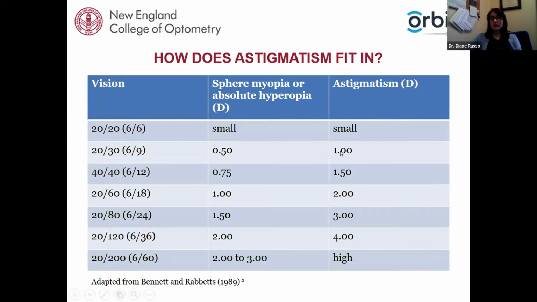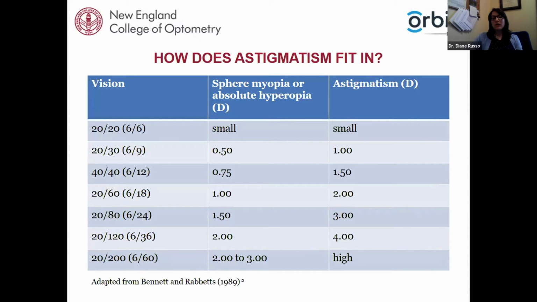Now there could also be some cylinder, and that will also skew the visual acuity. So maybe they're really a -1.50 myope and a -1 cyl. But this chart I find to be helpful when you're thinking about the reduction in visual acuity and what the potential refractive error could be if there is a match or a mismatch.